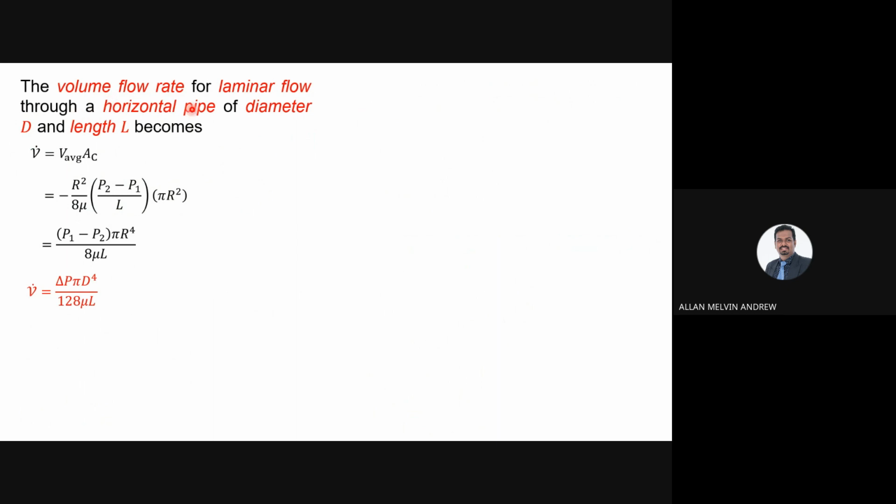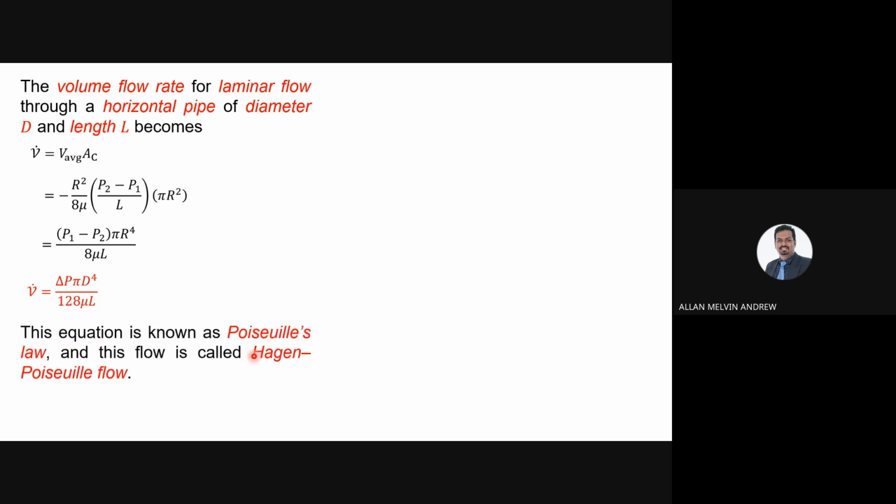The volume flow rate V dot for laminar flow through a horizontal pipe of diameter D and length L becomes this. This is the formula from previous chapters, chapter 6. Volume flow rate equals average velocity times cross-sectional area. Then we can use the formula from the previous slide and integrate this, then we can calculate the volume flow rate using this formula. This equation is known as Poiseuille's law, and this flow is called Hagen-Poiseuille flow.